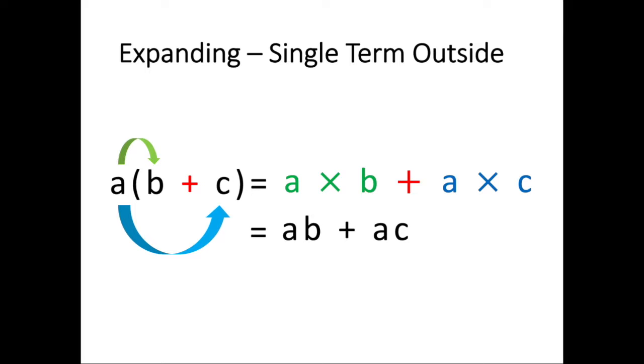So let's have a look at an example. In the first example, we want to expand 4 times x plus 2 inside brackets. The first step is to apply the distribution, taking the term outside the bracket, being 4, and multiplying it by the first term in the bracket, which is x. So the first part is 4 times x. And then I take the 4 and multiply it by the second term in the bracket, which is 2. So plus 4 times 2. Step 1 to apply the distribution is 4 times x plus 4 times 2.